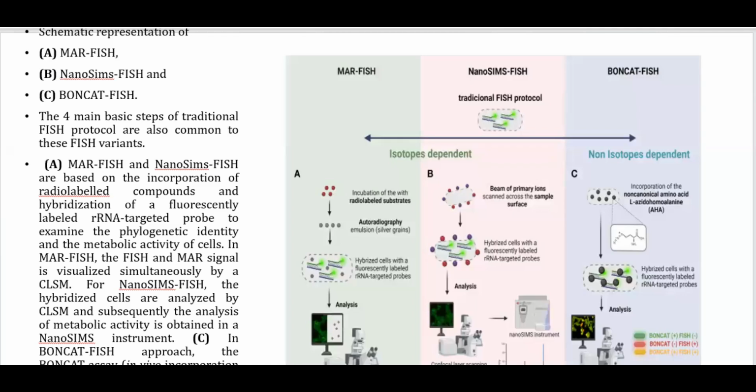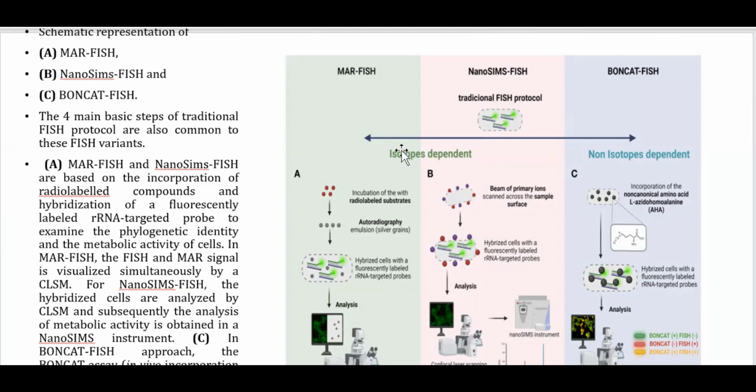Fine. So here are some of the variations other than CARD-FISH. Here is MAR-FISH, it is NanoSIMS-FISH, it is BONCAT, BONCAT-FISH, right? So here are the schematic representations, and what the variation is, that is very well beautifully shown.